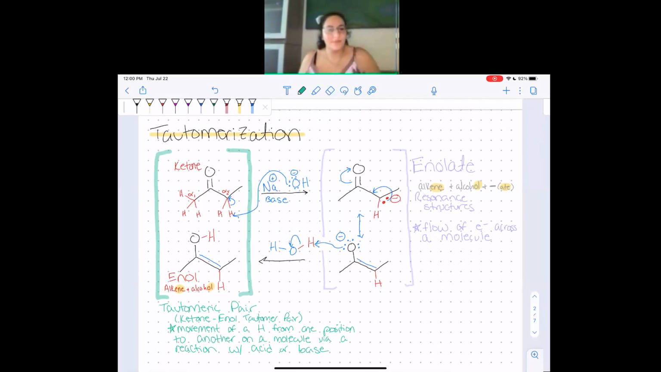So, to recap, this whole reaction is called a tautomerization, and we're going from a ketone to an enol. In this version, I showed you a base. Later on, we'll see an example with an acid, but it's the same product. The enolate is the intermediate, and that is a pair of resonance structures. And a pair of resonance structures is just showing the flow of electrons throughout a molecule. Whereas a pair of tautomers requires an actual reaction to happen, and that reaction has to be through acid or base. And that's when a hydrogen is physically removed from one position and added to a different position.